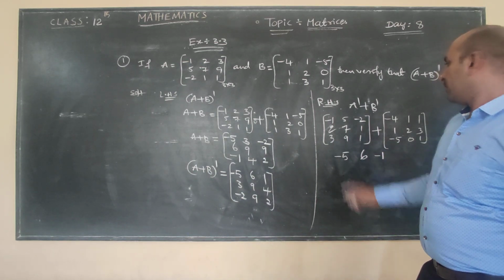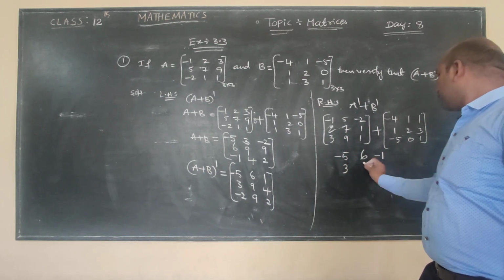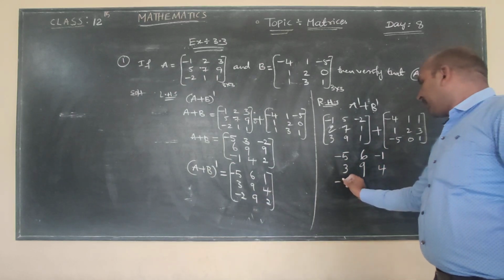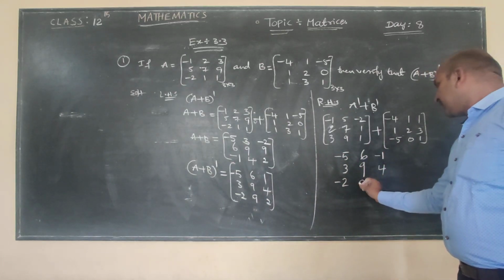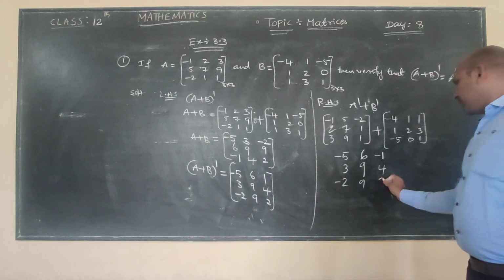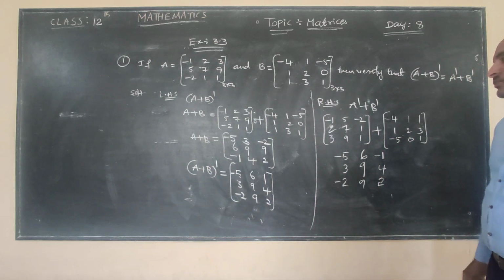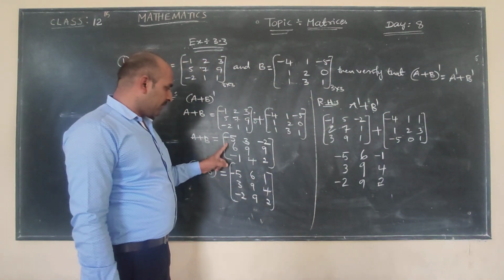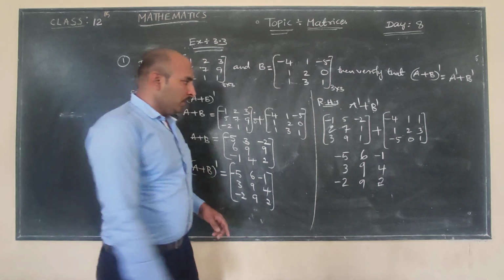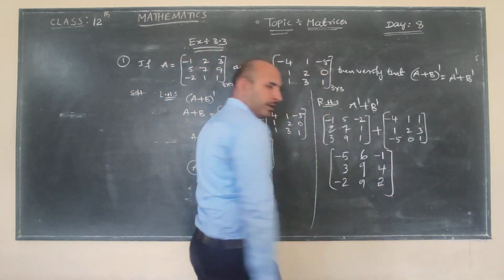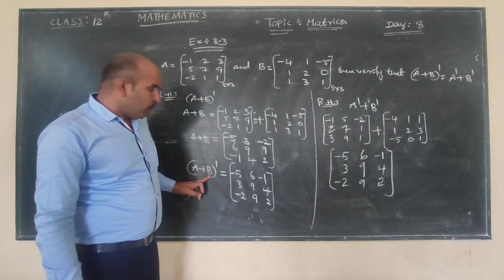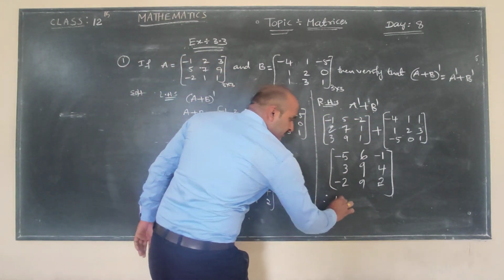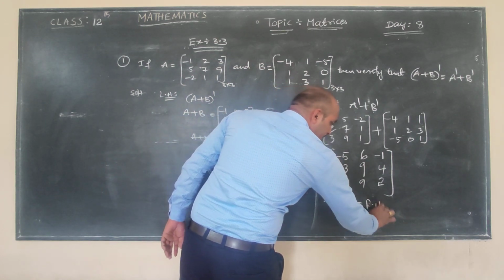2 plus 1, 3. 7 plus 2, 9. 1 plus 3, 4. 3 minus 5, minus 2. 9 plus 0, that is 9. 1 plus 1, that is equal to 2. So clearly (A plus B) whole transpose is equal to A transpose plus B transpose. Clearly LHS is equal to RHS, hence verified.